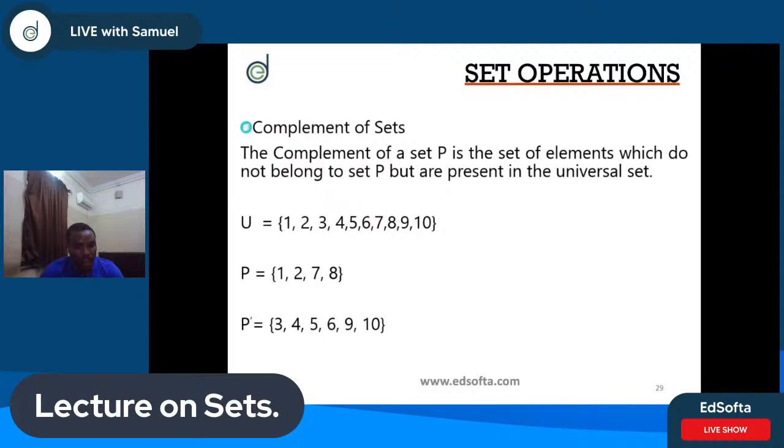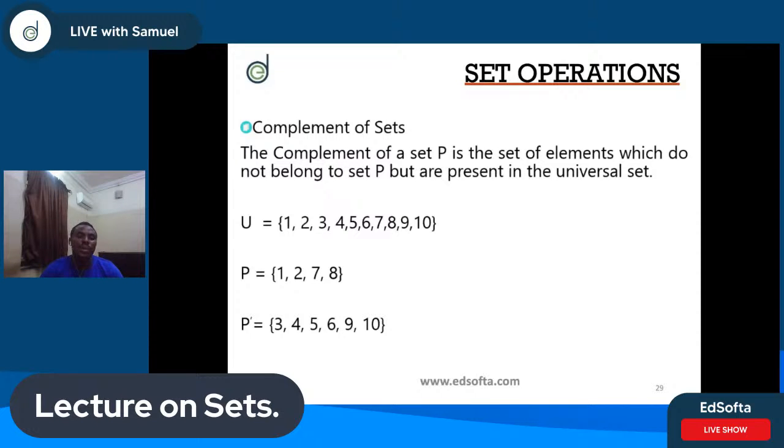Now, the P prime will be what? All the elements in the universal set that are not in the set P. So in this case, it will be 3, 4, 5, 6, 9, 10.